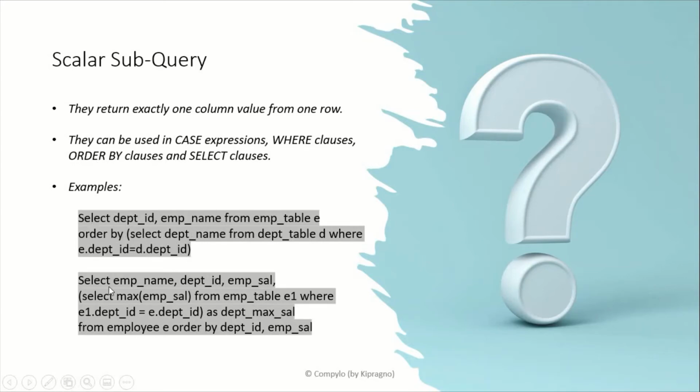Similarly, if we want to use scalar subquery in select clause, we are using here select employee name, department ID, employee salary, then select maximum of employee salary, and we are using it here as department maximum salary from employee table with order by department ID and employee salary.